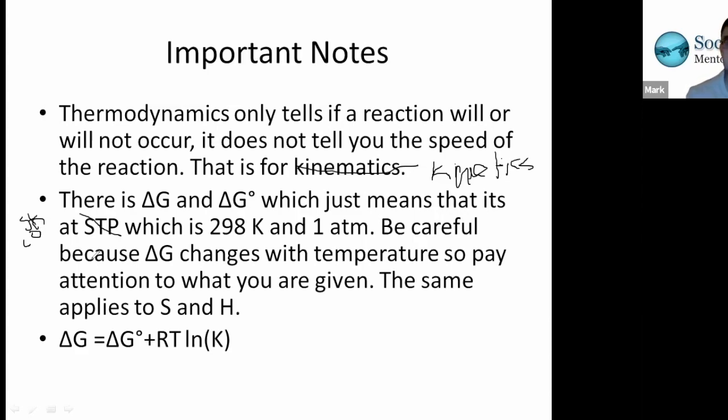But delta G definitely changes with temperature from delta G standard, so pay attention to what temperature they give you and which value they give you, delta G or delta G standard, right? And the equation for getting between delta G and delta G standard is this one: delta G equals delta G standard plus RT ln K. We actually have seen this formula before, right?